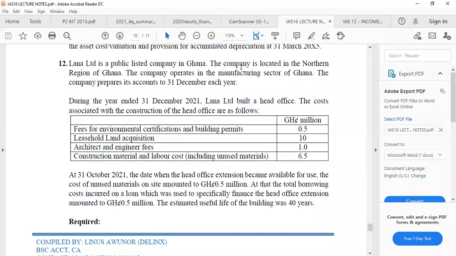The total borrowing cost incurred on the loan, which was used to specifically finance the head office extension, amounted to 0.5 million. The estimated useful life of the building was 40 years.